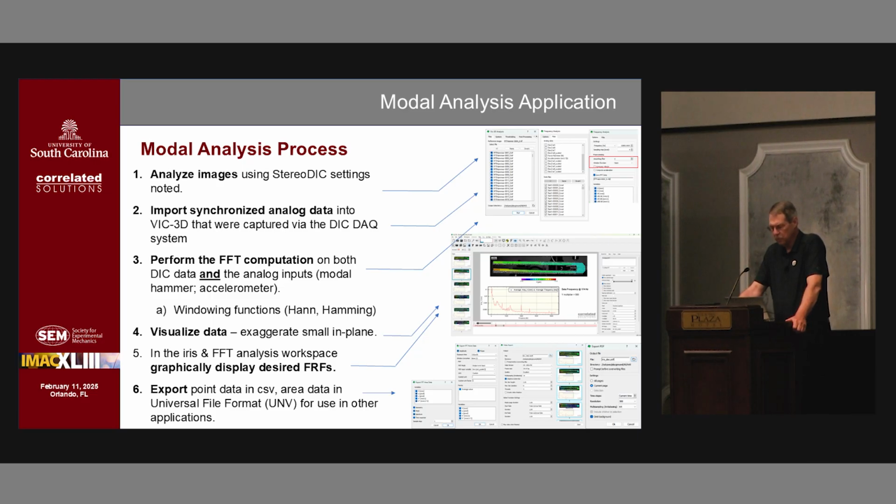It imports the analog data from the DAC, that is the accelerometer and the modal hammer input, all coming in together. It does FFTs on everything and applies the windowing functions if you want them. Both Hann and Hamming are available. From that, you visualize the data once you're done. You can look at the frequency response functions, which are now available also, and you export it in CSV or whatever universal file format you want for use outside.